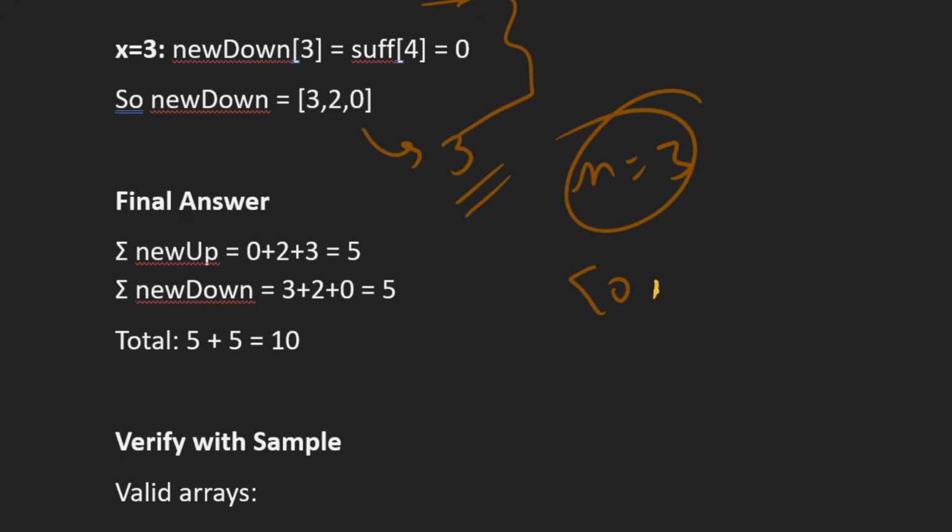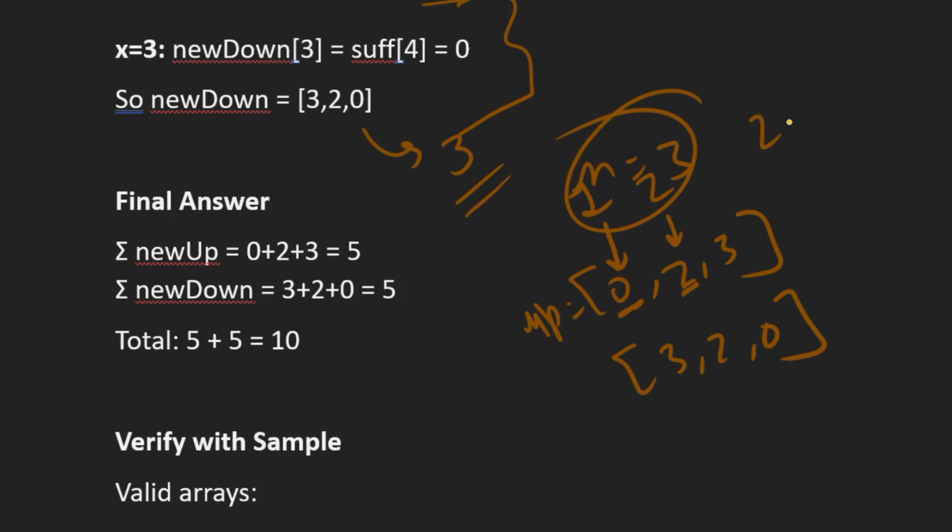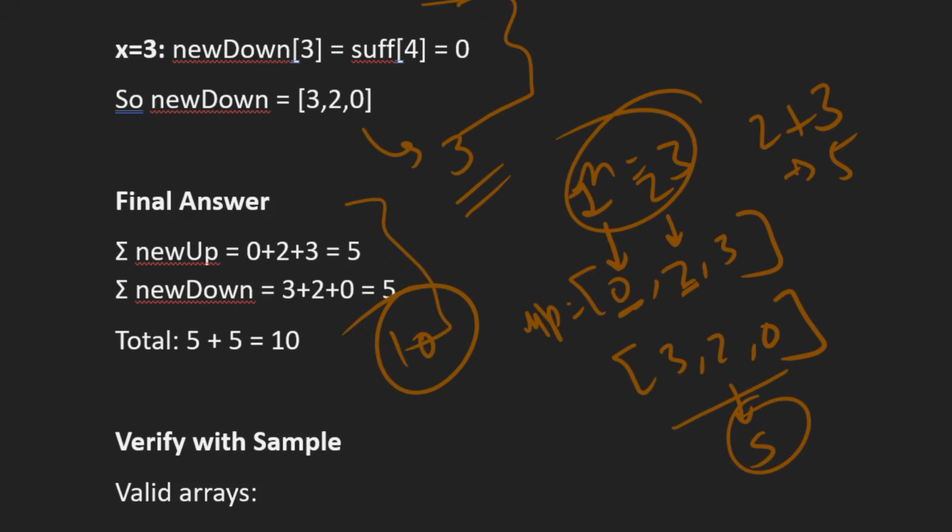So new up is 0, 2, 3, and new down array is 3, 2, 0. That means all the arrays ending with value 1 and having up direction is 0, having 0 count. Then all the arrays ending with value 2 and having up direction are 2 times. So these are the 2 valid arrays. Then these are the 3 valid arrays. So we get 5 valid arrays from the up direction and we get 5 valid arrays from the down direction. So the total valid arrays are 10, right?